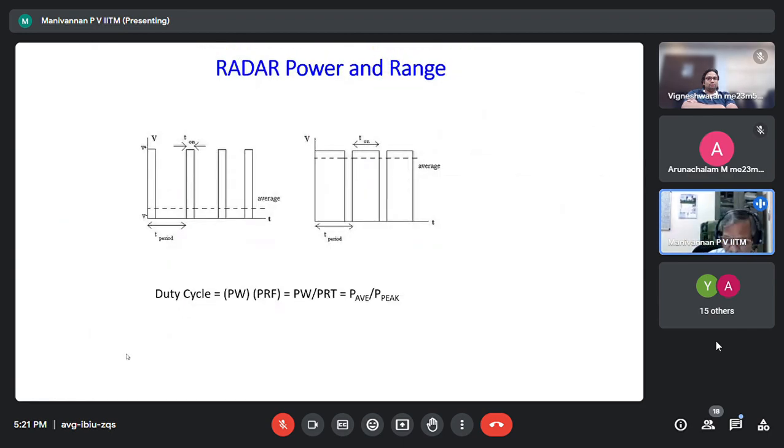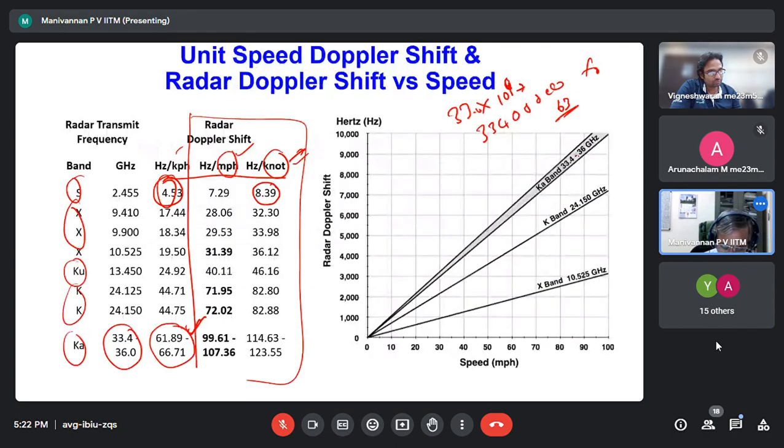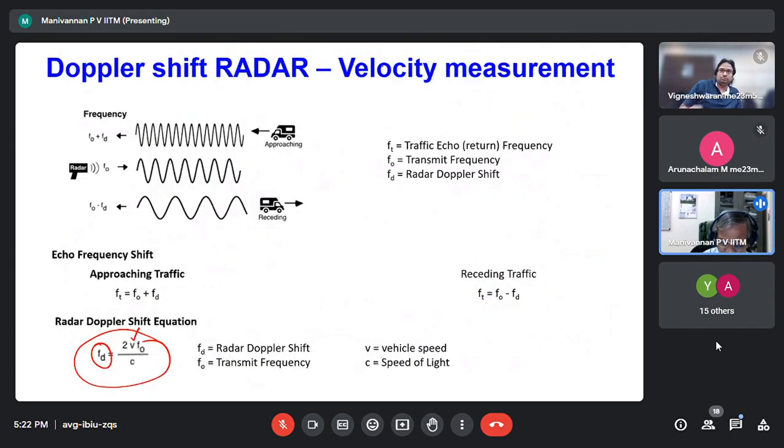Next thing is, we already talked about radar range and power. We are talking here about a pulse radar. Correct? Earlier we talked about the continuous radar.